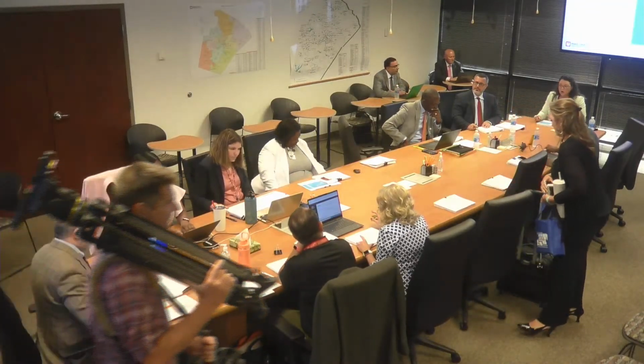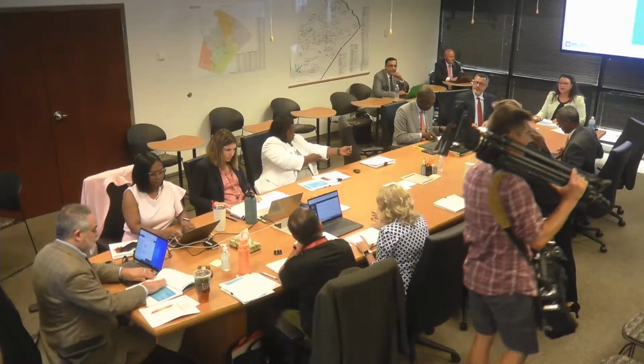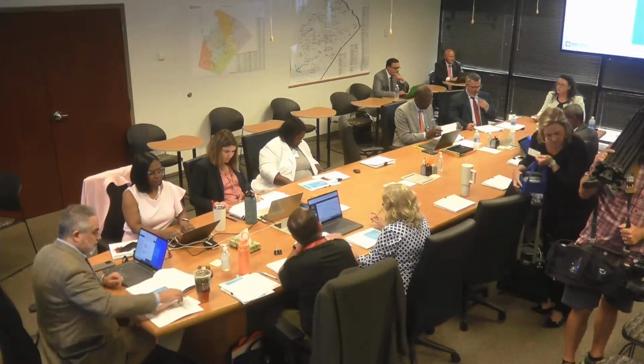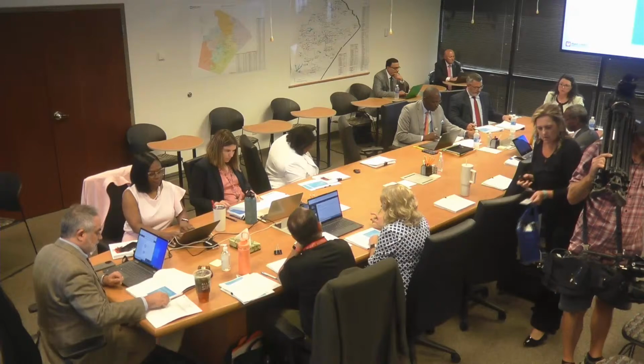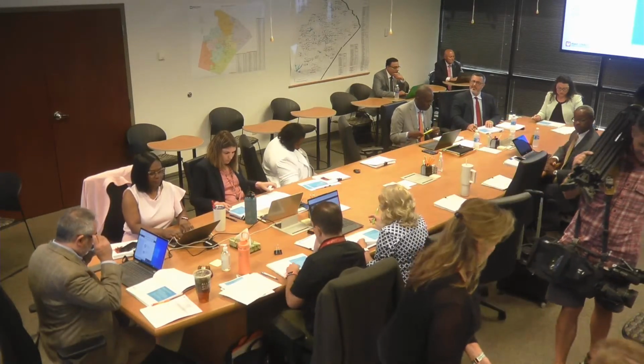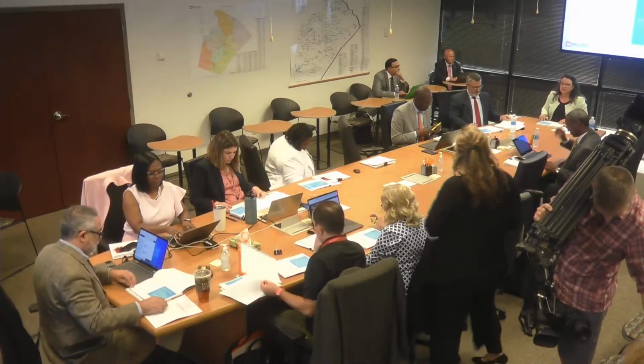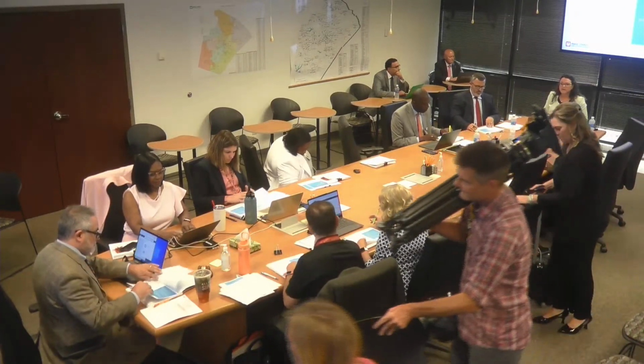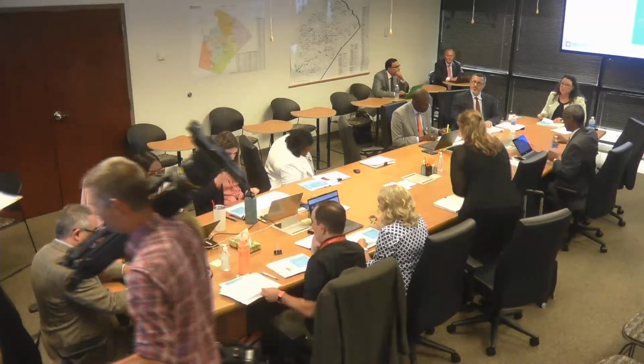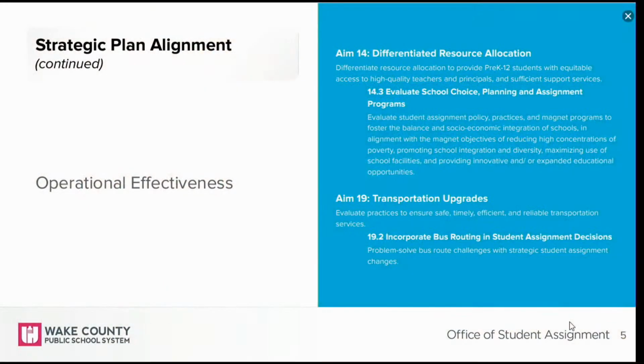As a quick reminder, our work aligns with the strategic plan in two fundamental areas. One is family and community engagement, specifically AIM 6 around district communication structures, as well as our community engagement, AIM 12. In addition, operational effectiveness is a core pillar of how we align to the strategic plan, specifically AIM 14 about differentiating resource allocation. You'll notice that 14.3, a subset of that AIM, really calls out the work of our entire department. And then AIM 19, how we can support the transportation department as they continue to upgrade their processes.